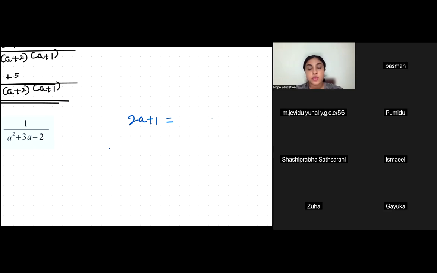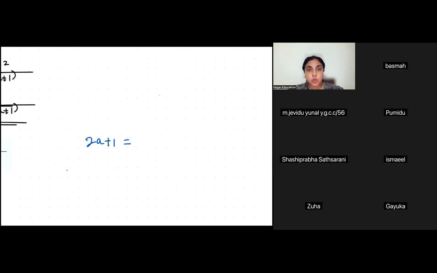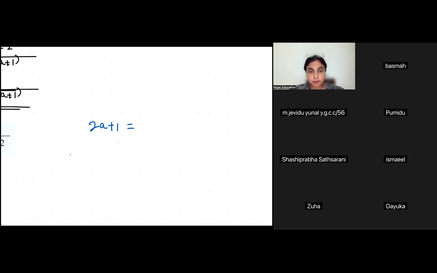No. 2 into a plus 1 you can't take, because that would be 2a. 2 times a is 2a, 2 times 1 is 2. That would be 2a plus 2, but not 2a plus 1. Actually, 2a plus 1 cannot be factorized further. There is no common factor to take out and put brackets. So if you take 2a plus 1, that will just be 2a plus 1.